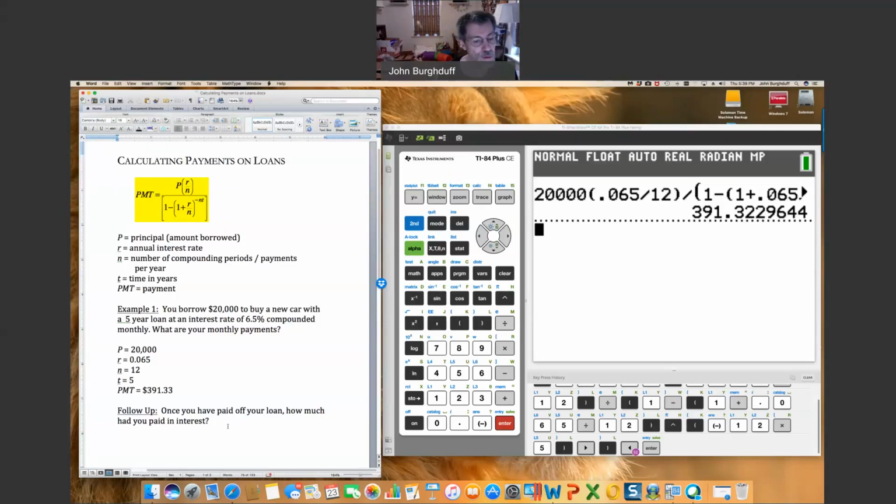Once you've paid off your loan, how much had you actually paid in interest? So obviously you paid interest for the privilege of taking out this loan, but what is that? How do you figure out what that is? There's actually no particular formula for that.